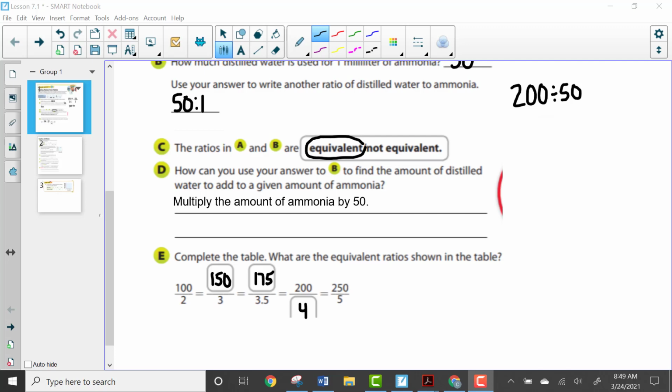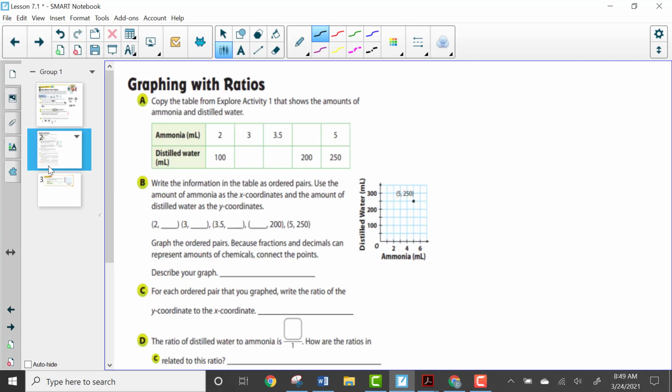Now let's take a look at page 174. I'd like you to turn there. We looked at finding ratios from tables already, so now we're going to look at graphing with ratios. What we need to do first of all is copy the information from page 173, from that table that we already filled out. We'll do this together.